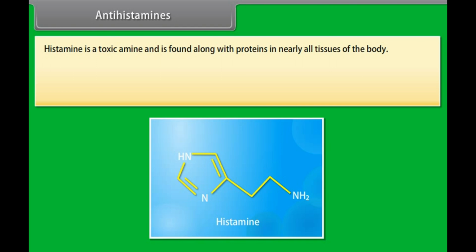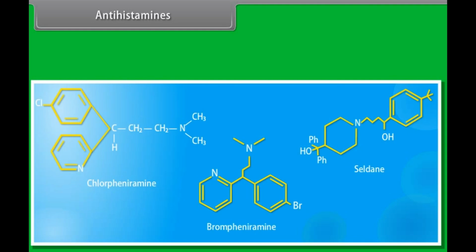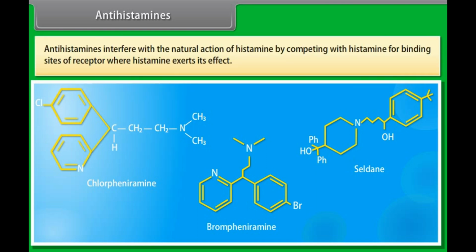Antihistamines. Histamine is a toxic amine and is found along with proteins in nearly all tissues of the body. A number of sensitizing substances called antigens derived from food products, pollens, dust, human hair and sheep wool may cause the release of free histamine in the body, which causes symptoms associated with allergies, hay fever and the common cold. An antihistamine relieves these symptoms by blocking the action of histamine. For example, chlorpheniramine, brompheniramine, and Seldane. Antihistamines interfere with the natural action of histamine by competing with histamine for binding sites of receptor where histamine exerts its effect.